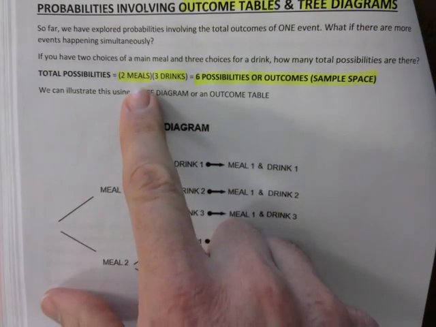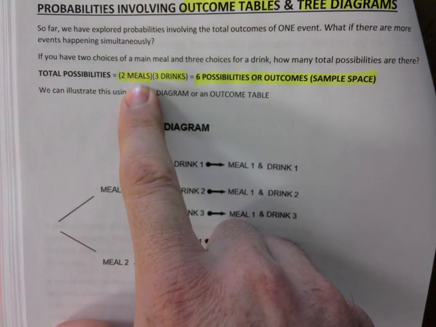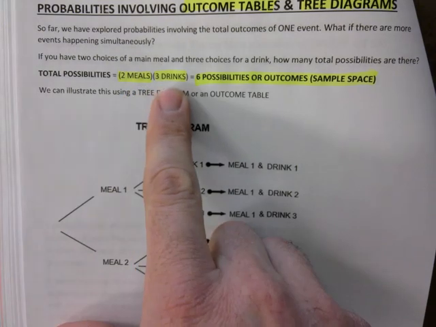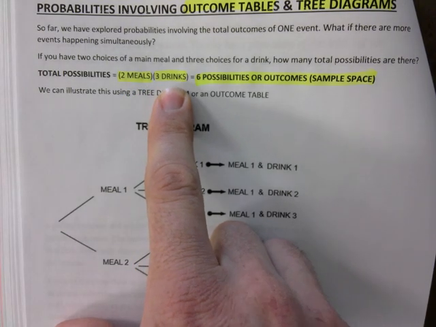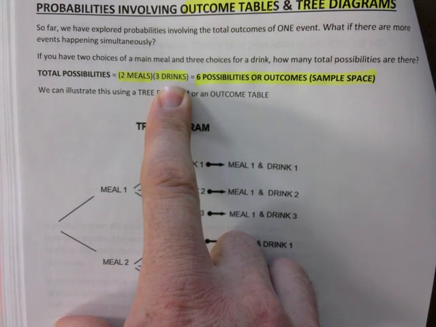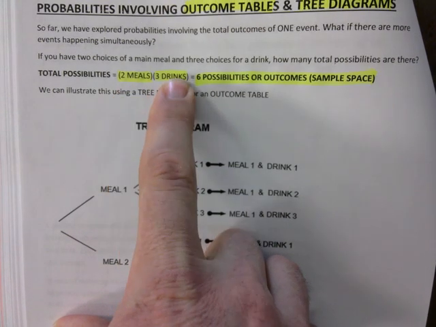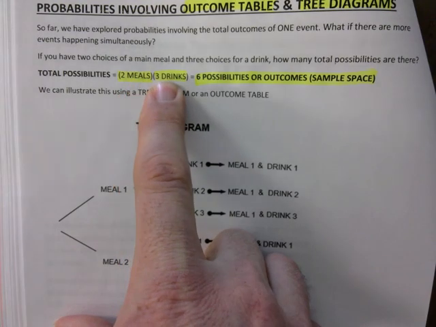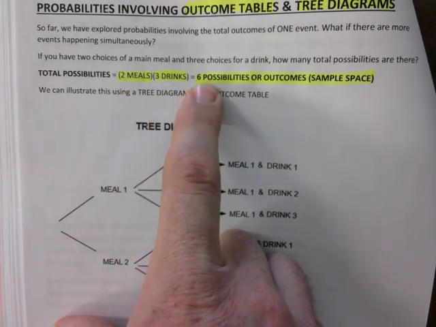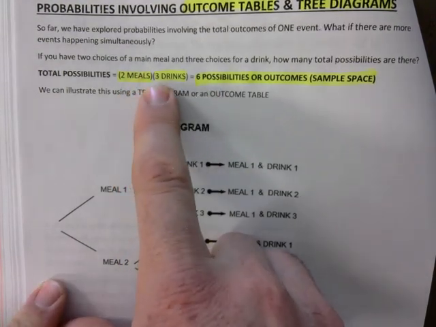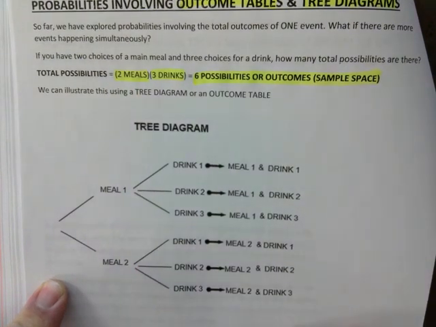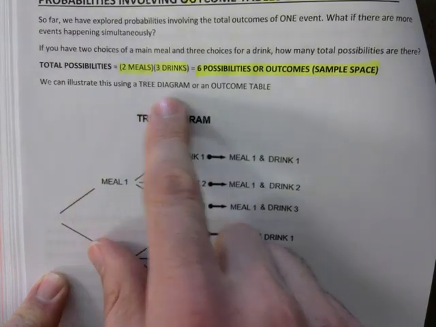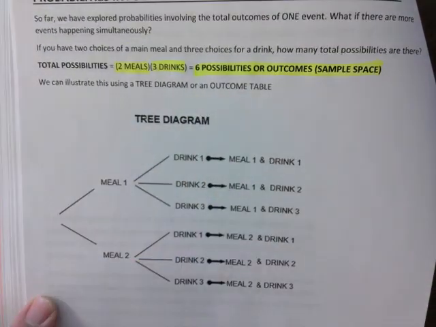So this could change, right? You could have 3 meal options and maybe 5 drinks. How many drink options are there at, I don't know, I'm thinking Burger King? Probably 6, right? So you just multiply, like if it's 3 meal options and 6 drinks, then it'll be 18 outcomes. So the more options you have for every decision, the more outcomes there are, okay? We can illustrate this using a tree diagram or outcome table.